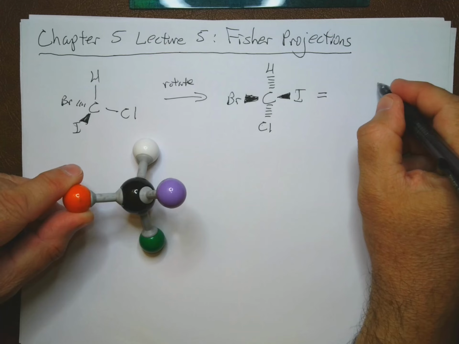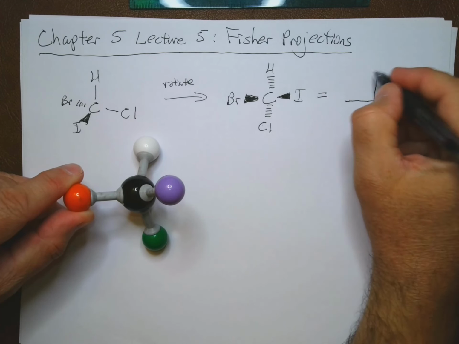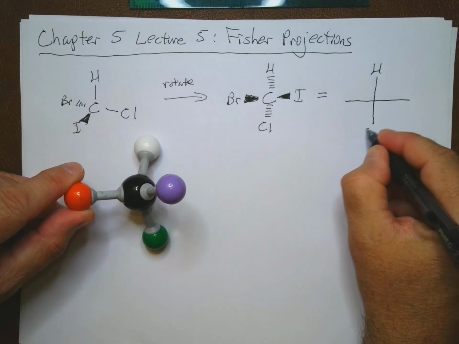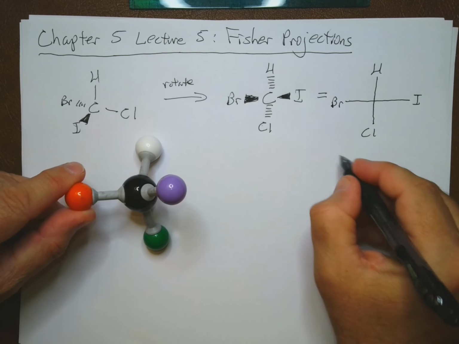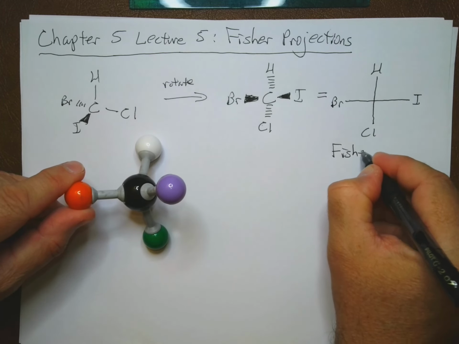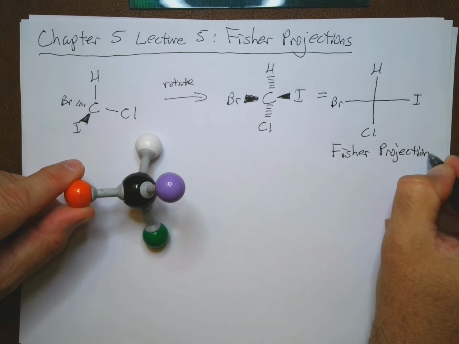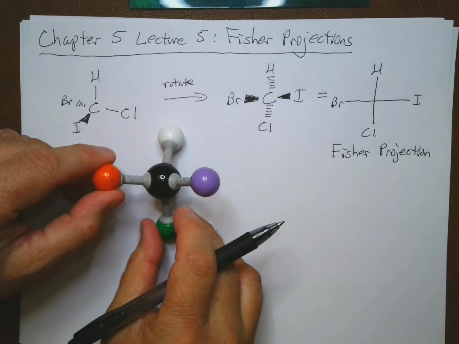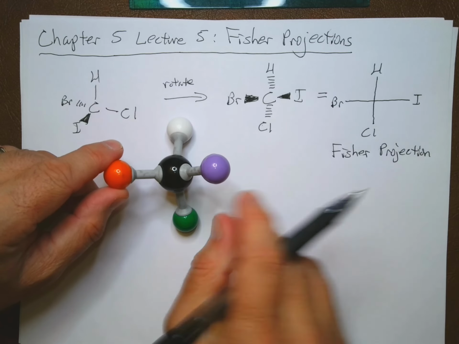And this is equal to the following. We'll make a giant plus sign, and then we'll put in the substituents. And this is a Fischer projection. It's a projection because we're taking a three-dimensional object and projecting it onto two dimensions.